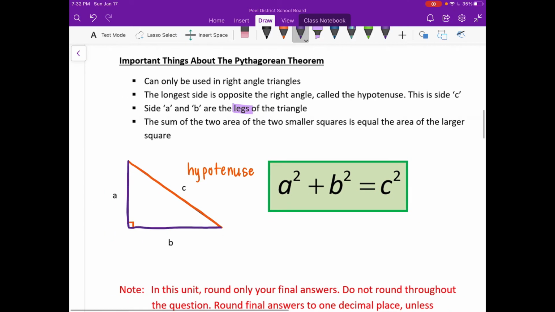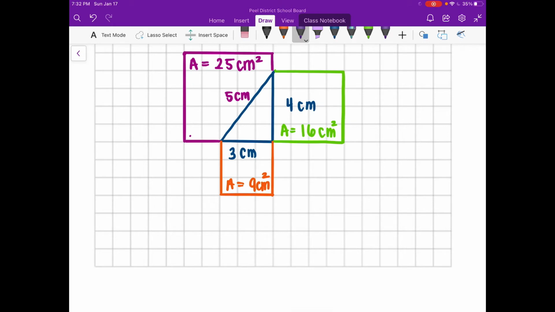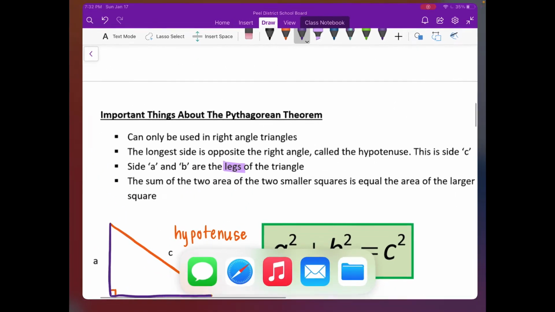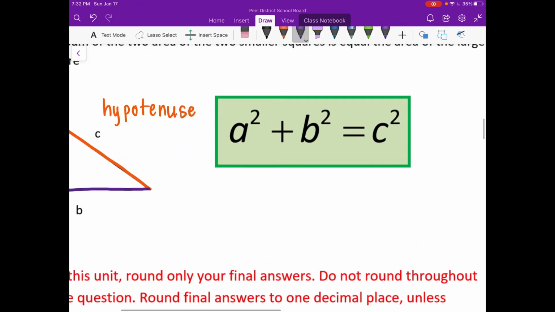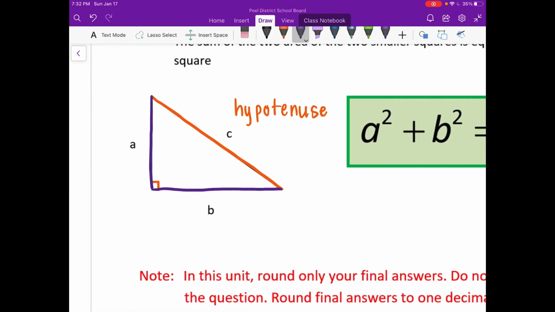What we know is that the sum of the areas of the 2 smaller squares is equal to the area of the larger square. So if you go back here, if you took 16 plus 9, it would give us 25. So the sum of the 2 smaller areas will give us the amount of the larger area, right? And that is what we call the Pythagorean theorem.